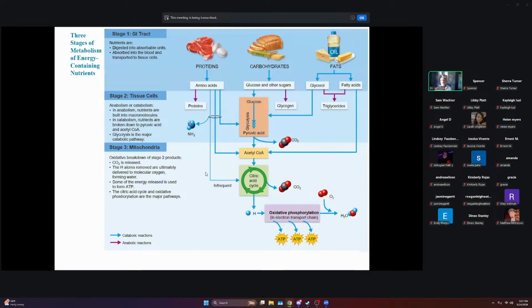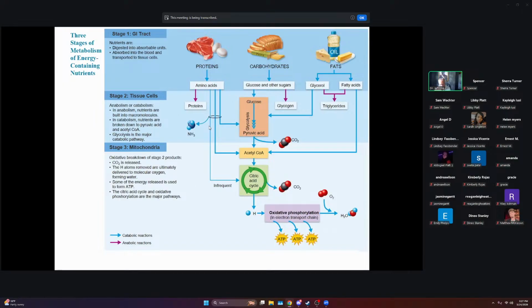And here's a quick table that shows what we've talked about at the top. Stage 1 is what we talked about all last week, when we had our macromolecules, proteins, carbohydrates, and fats, and we broke them down into monomers. Proteins into amino acids, carbohydrates into monosaccharides like glucose, and fats into either glycerol or fatty acids. So that much we've covered at length before.